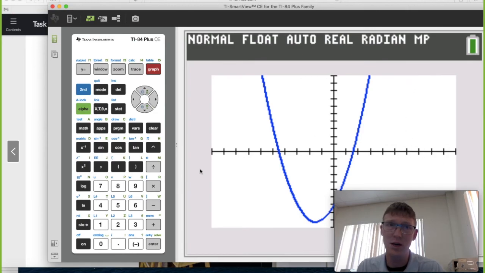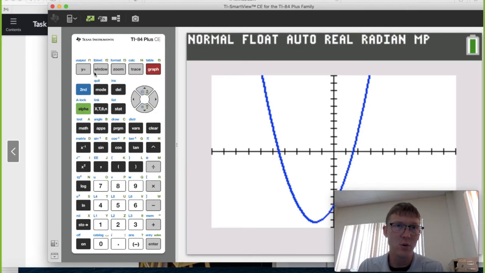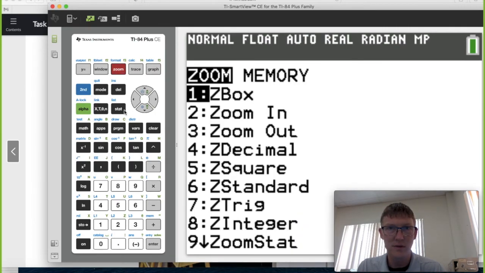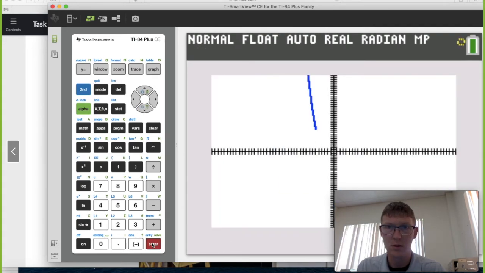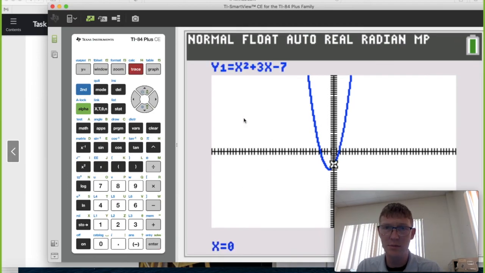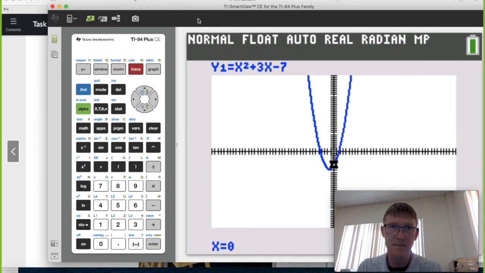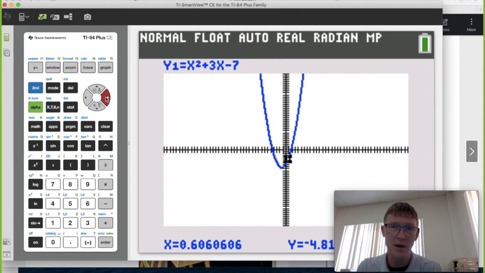Oh no, it's off screen. So what we're going to do, some people like the zoom, some people don't. So I'm just going to zoom out real quick. Zoom out. Okay, so there it is. And then there's this trace function. So I push the trace. And so now that means that as I push left or right, it's going to stay on the function and it's just going to trace.